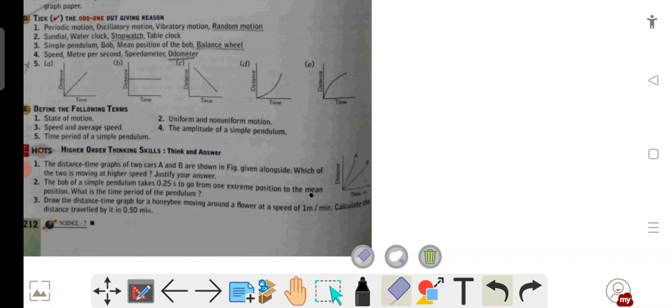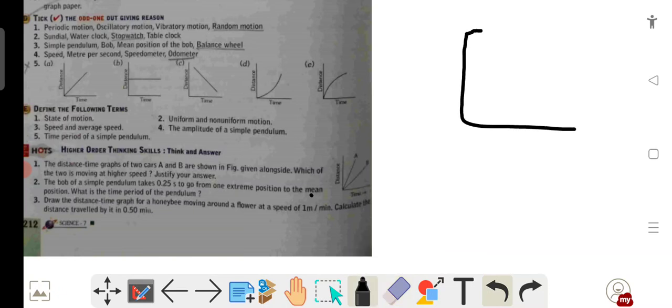It means in 60 seconds, or 1 minute, it goes a distance of 1 meter. In 1 minute the honeybee travels 1 meter. Then in 0.50 minute, how much distance is traveled? We have to calculate that distance, and after that we have to draw a distance-time graph. So it is for your home task.